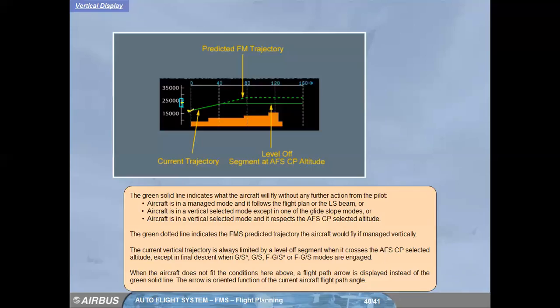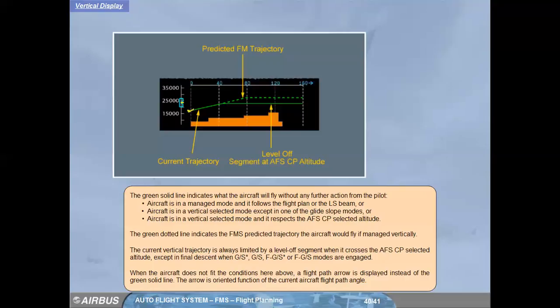The green solid line indicates what the aircraft will fly without any further action from the pilot. Aircraft is in a managed mode and it follows the flight plan or the LS beam, or aircraft is in a vertical selected mode except in one of the glide slope modes, or aircraft is in a vertical selected mode and it respects the auto flight system control panel selected altitude.